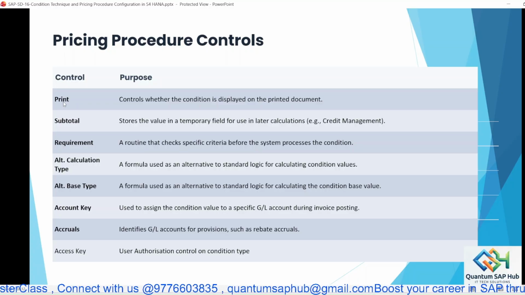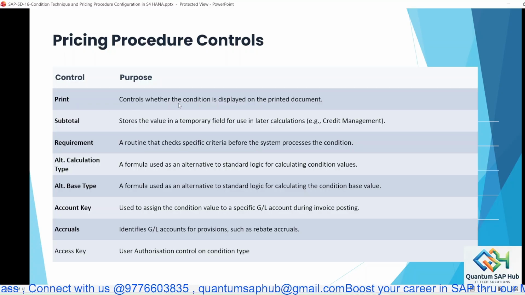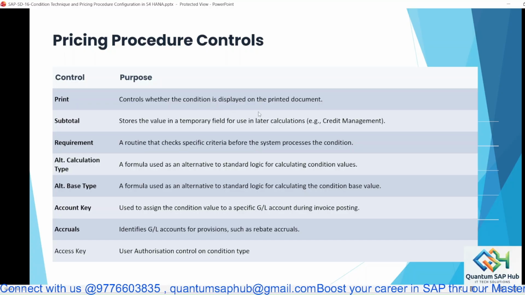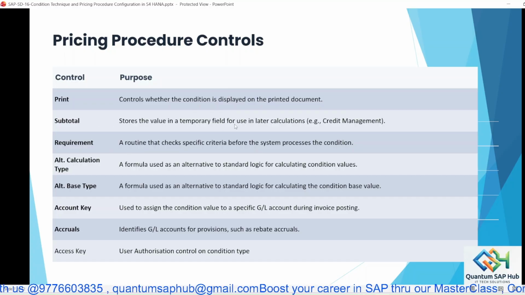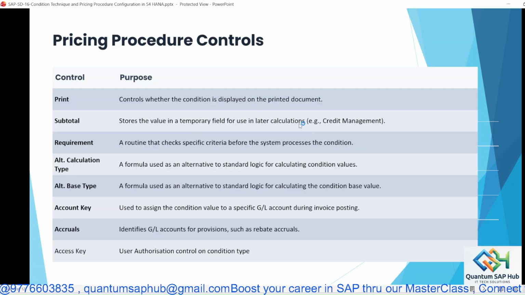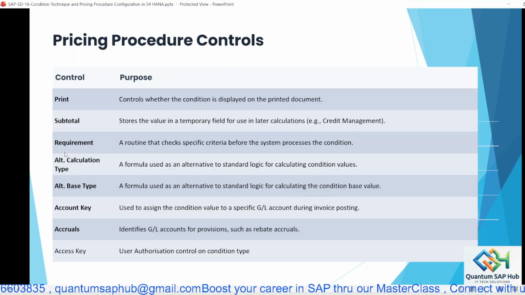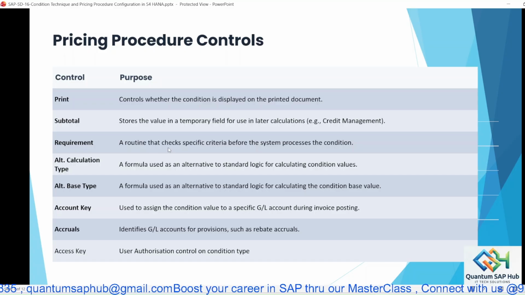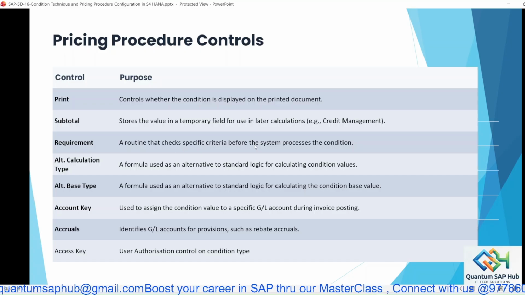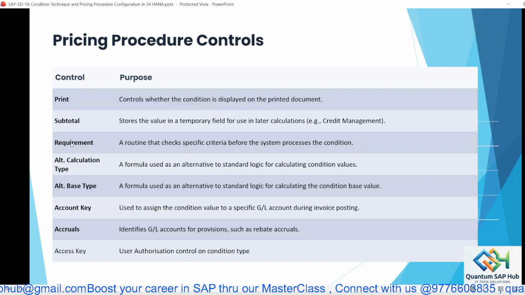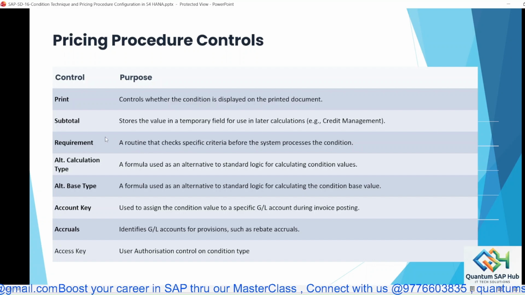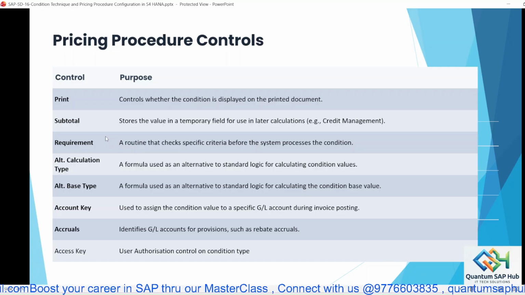Print controls where the condition is displayed in the printed document. Subtotal stores the value in a temporary field used for later calculation or trade management. Then requirement is a routine that checks specific criteria before the system processes the condition. So if the requirement is valid, then only the condition record is taken into consideration.